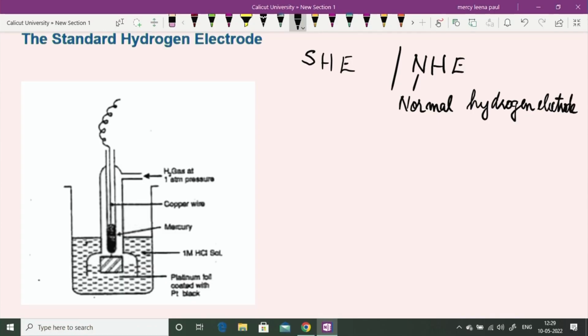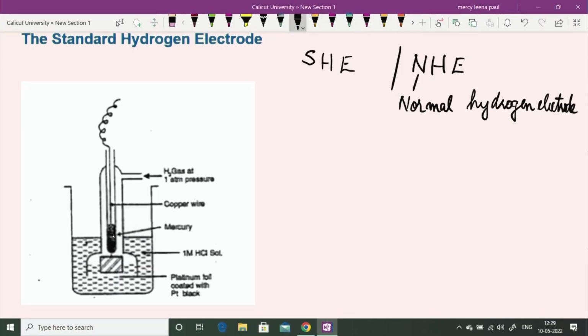This is a picture showing how a standard hydrogen electrode or normal hydrogen electrode is set up. Now, why do we need this? The need for the standard hydrogen electrode is that you cannot measure a single electrode potential with a single electrode. If you have to have a flow of current and measure the potential, you need 2 electrodes. So, to fix a standard for that, we introduce an electrode known as the standard hydrogen electrode, and that is what we are going to learn about.